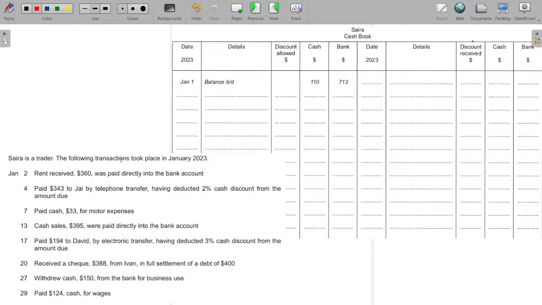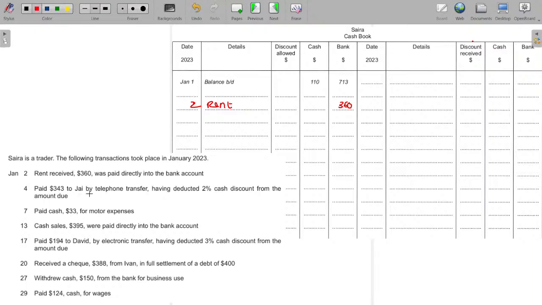Saira is a trader. The following transactions took place in January 2023. So the cash book with the cash balance and bank balance are given here. And on 2nd Jan, rent received. In the receipt side, I'll put this value, rent. That too directly deposited into the bank account. So 360 in the bank account.